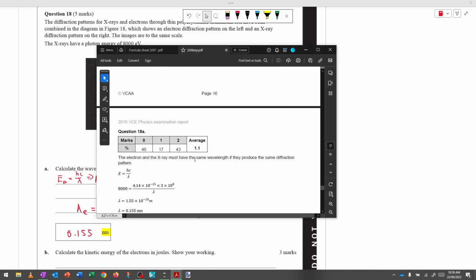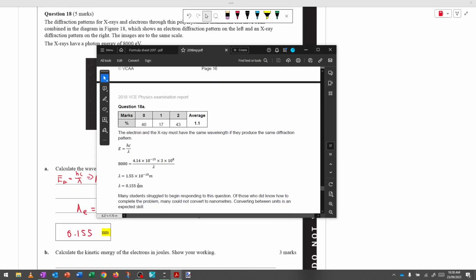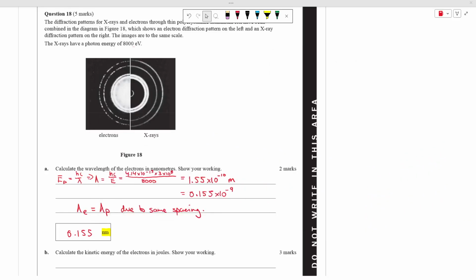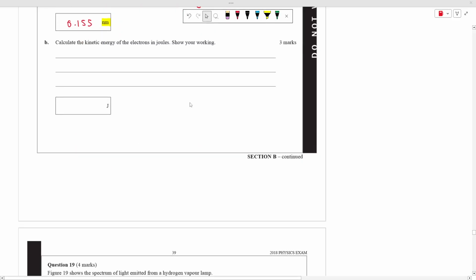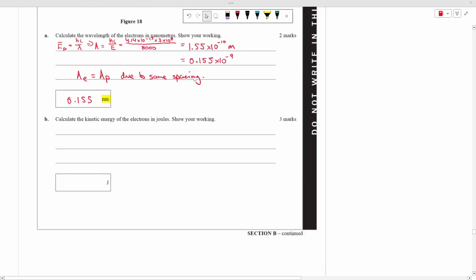Okay, electron and X-ray must have the same wavelength if they produce the same diffraction pattern, so we said that. Then it's just the calculation. There you go. Part B: Calculate the kinetic energy of the electrons in joules, show your working.